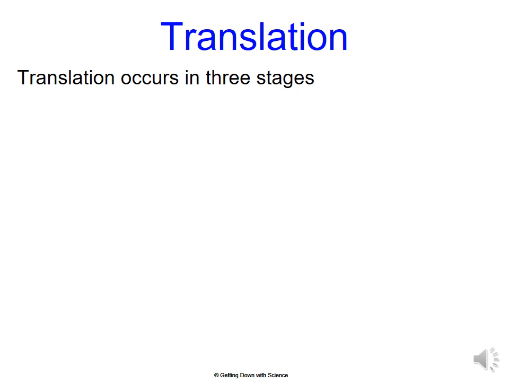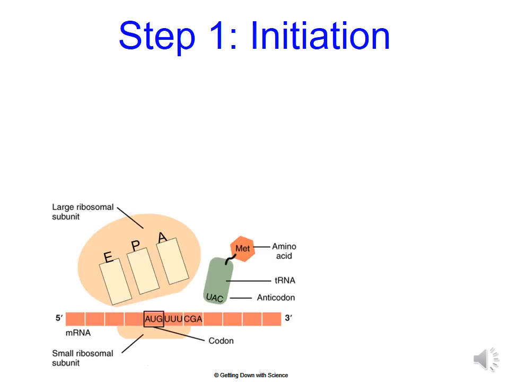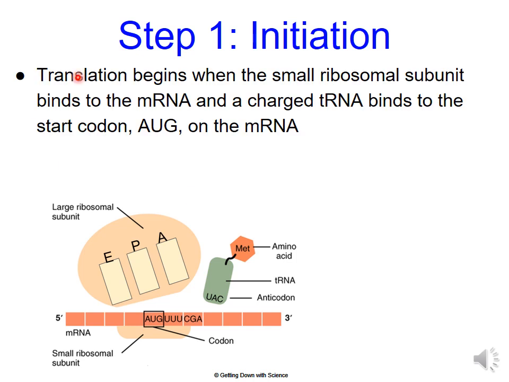Okay, so translation has 3 stages, just like we did with transcription. So we have initiation, elongation, and termination. Gee, those should sound familiar. So we're going to start with initiation. Translation begins when the small ribosomal subunit, down here at the bottom, binds to the mRNA. See how we've attached to the mRNA.